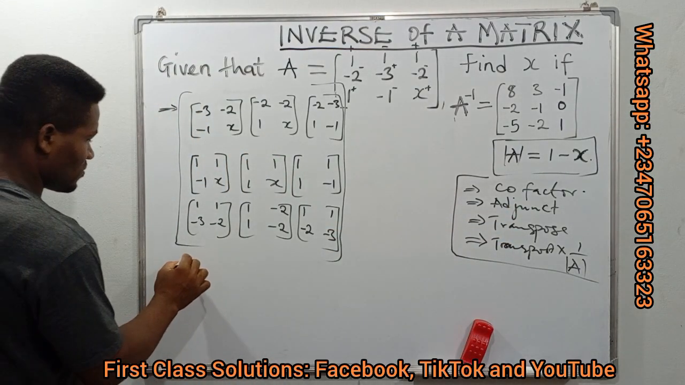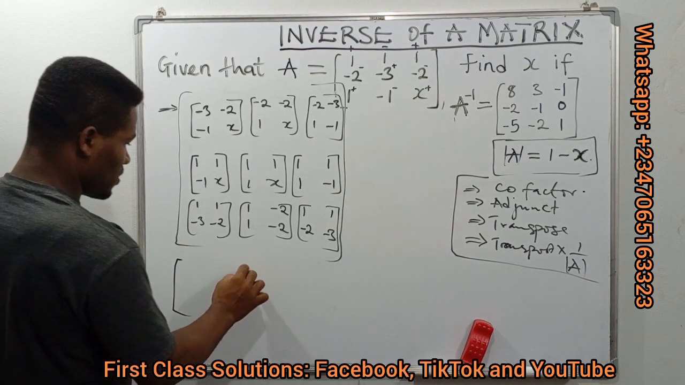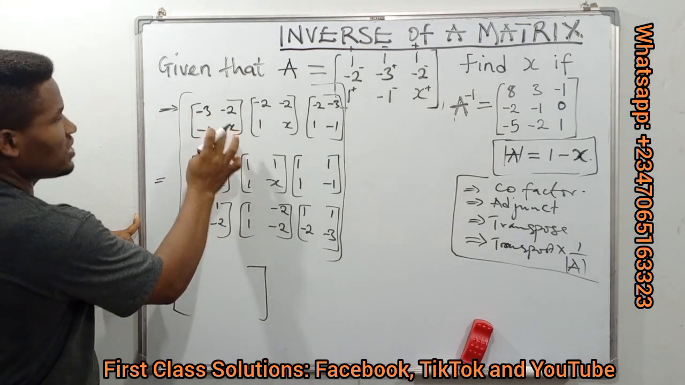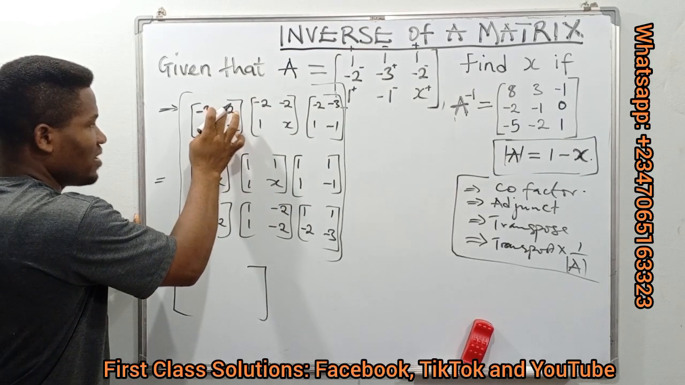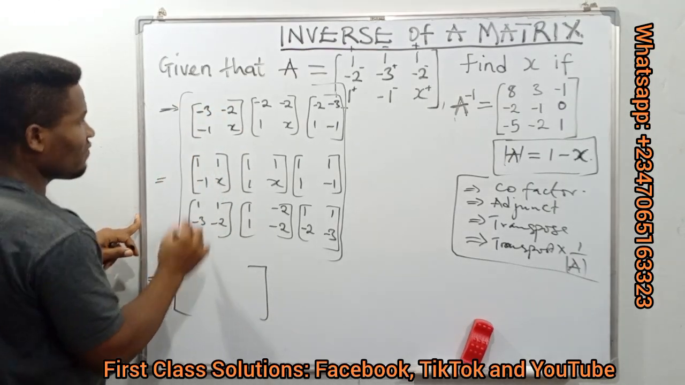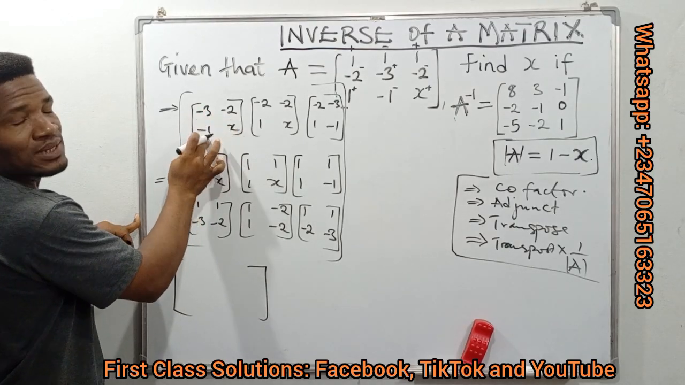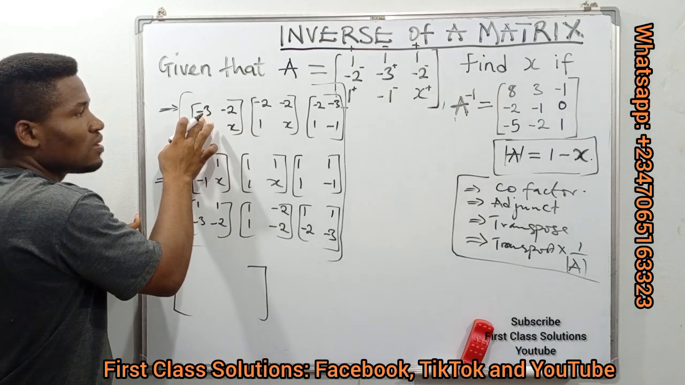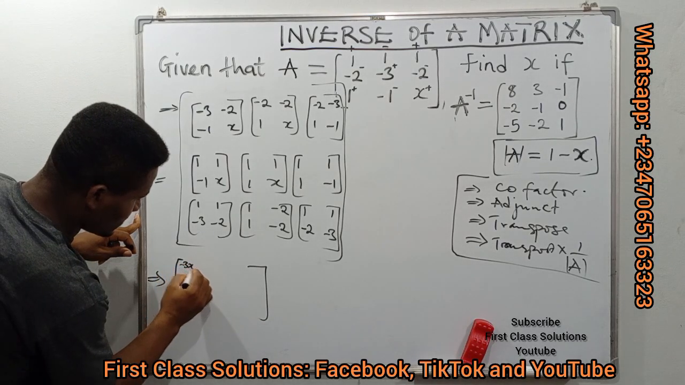Our adjunct will now be the determinant of this cofactor put in a matrix. This implies -3 times x minus -2 times -1. That means to say the product of this minus the product of this. So we have -3 times x will give us -3x. Then -2 times -1 will give us what? Will give us +2. So -3x + 2.